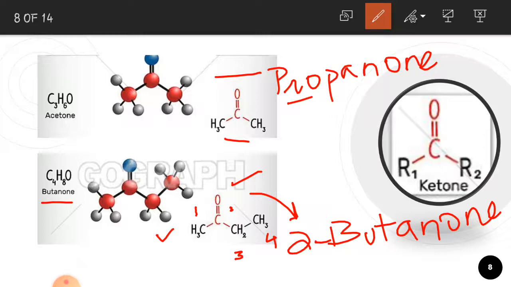Now, if you look at the names for these two compounds, then you will see that the names for these two compounds are ending with the suffix O-N-E, one. So this means that all organic compounds ending with the suffix O-N-E will be a ketone.